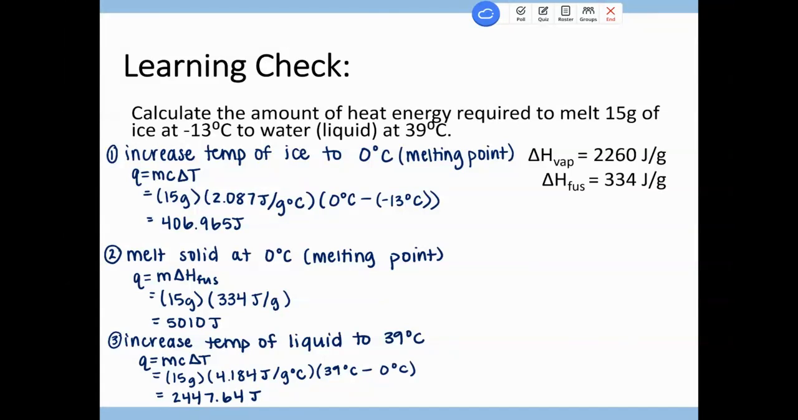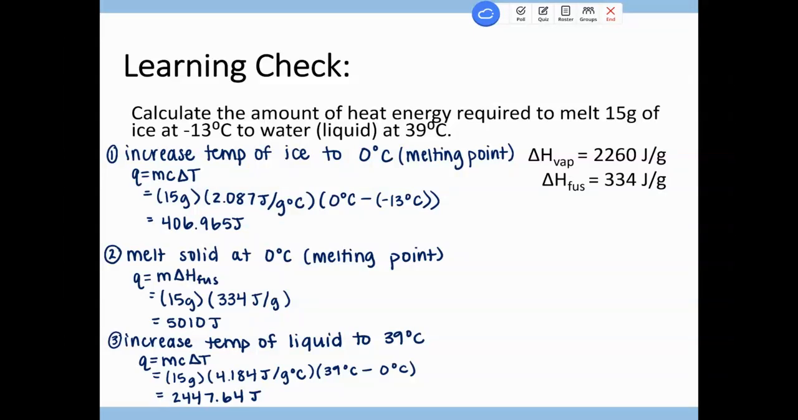All right. So now we've taken that sample that was a liquid at 0 degrees and calculated the amount of energy required to increase that temperature to 39 degrees. Are we done? What's left? Yes. We have to add everything together. We're done calculating any amounts of energy required for any change.